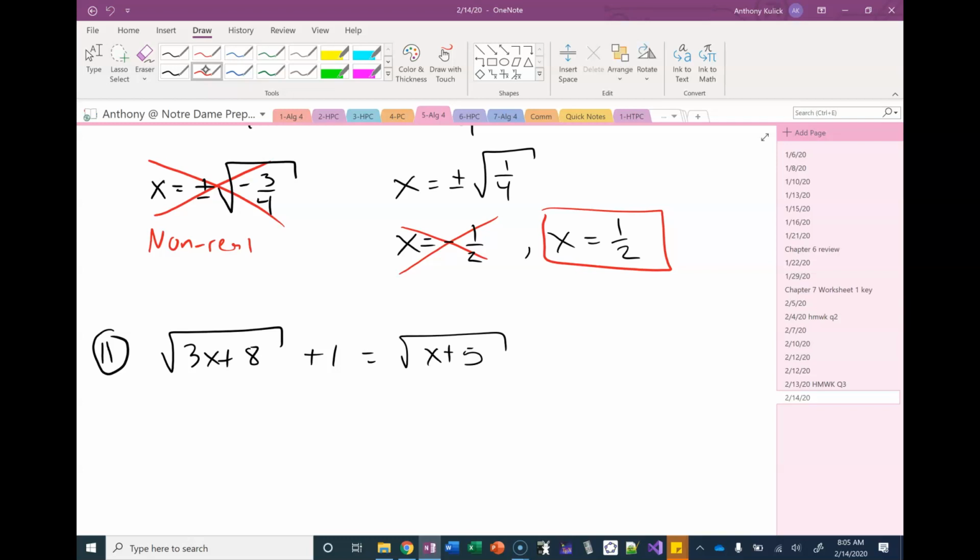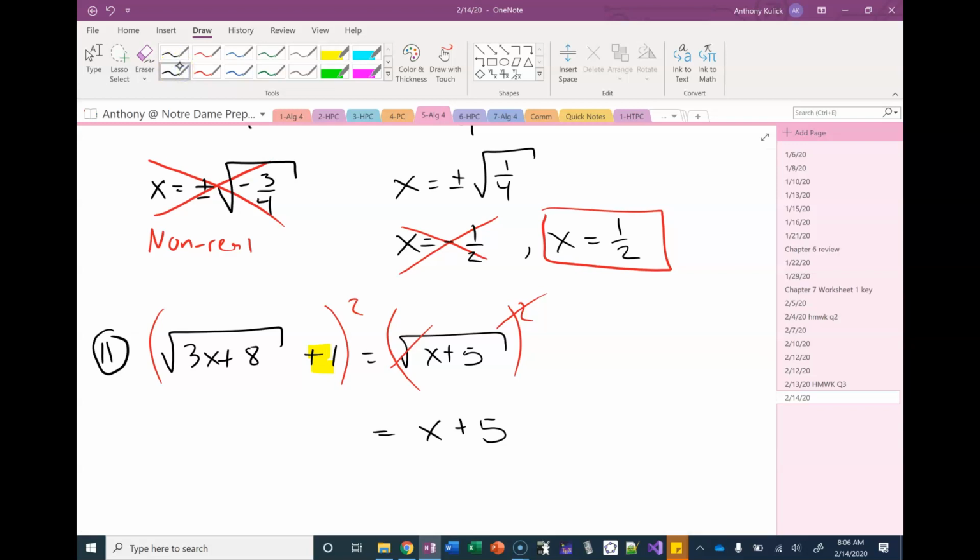Yep, I would square both sides. And the reason I would do that is because one of the two square roots is isolated, right? So if that wasn't the case, I'd want to do that first. But here, the square root of x plus 5 is all by itself. So when I square that side, the square root cancels, and I'm left with just the x plus 5. That's not the case on the other side, though, because I have this stupid plus 1 rattling around in here.